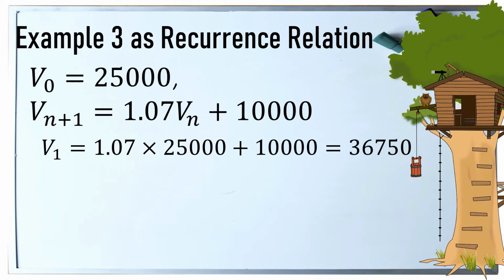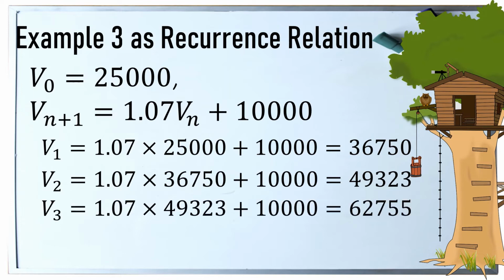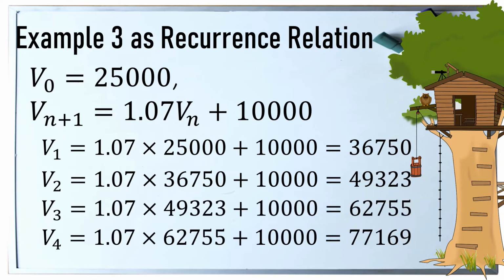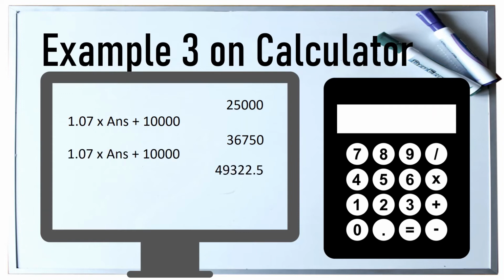V1 is equal to 1.07 times 25,000 plus 10,000 gives us 36,750. To get V2 is 1.07 times the previous number, which was 36,750, plus 10,000, which gives us 49,323, and we keep working through like so. Example 3 can be done on our calculator. We start with 25,000, and then we put in 1.07 times the previous answer plus 10,000, and then from there it is a matter of keep hitting enter and you'll get all your numbers.